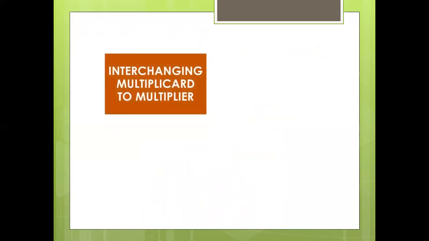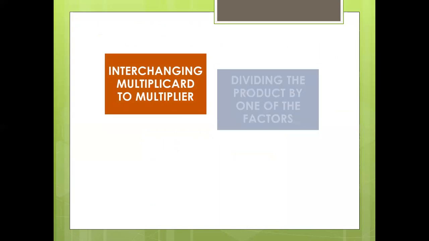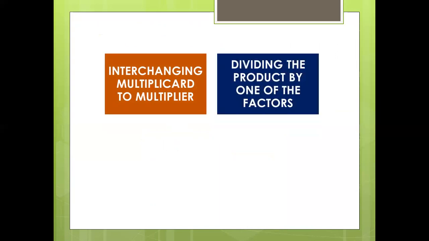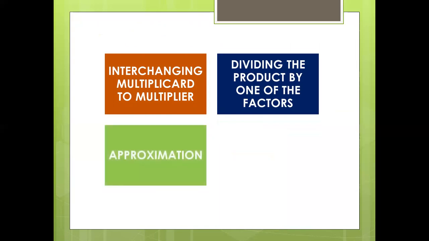We have interchanging the multiplicand and multiplier, dividing the product by one of the factors, approximation, and casting out nines. For interchanging the multiplicand and multiplier, basically we just interchange or switch it. For example, we have 9 as a multiplicand and 2 as a multiplier. So we just switch it. The 2 will be the multiplicand, and the 9, which is our multiplicand, will be our multiplier.